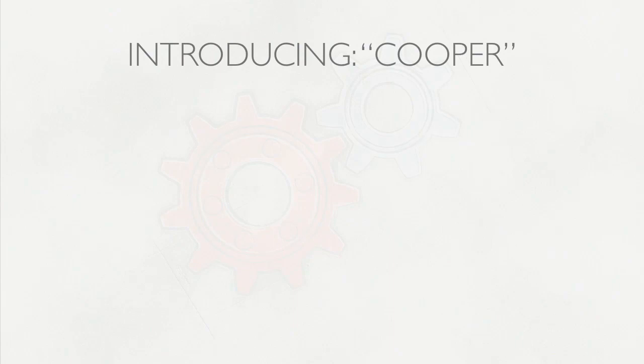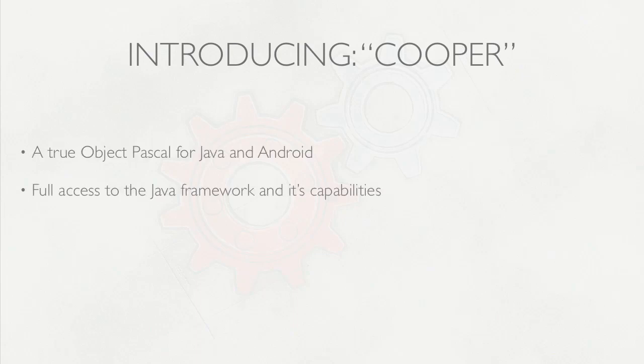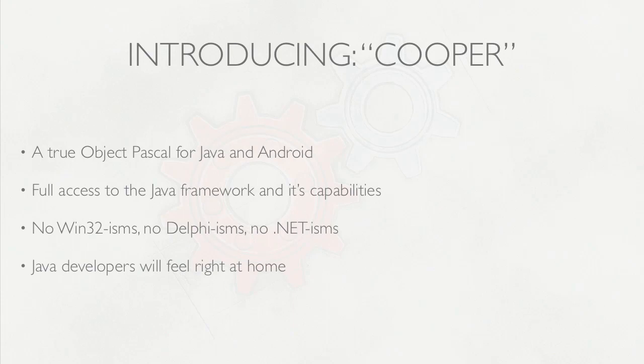Now it is my great pleasure to introduce Cooper. Just as Oxygen brought true Object Pascal to .NET, Cooper brings it to Java and Android. This, of course, gives developers full access to the Java platforms and frameworks and all their capabilities. There is no baggage from Win32 Delphi or .NET. This means Java developers will feel right at home using it, and so will Delphi Prism developers.